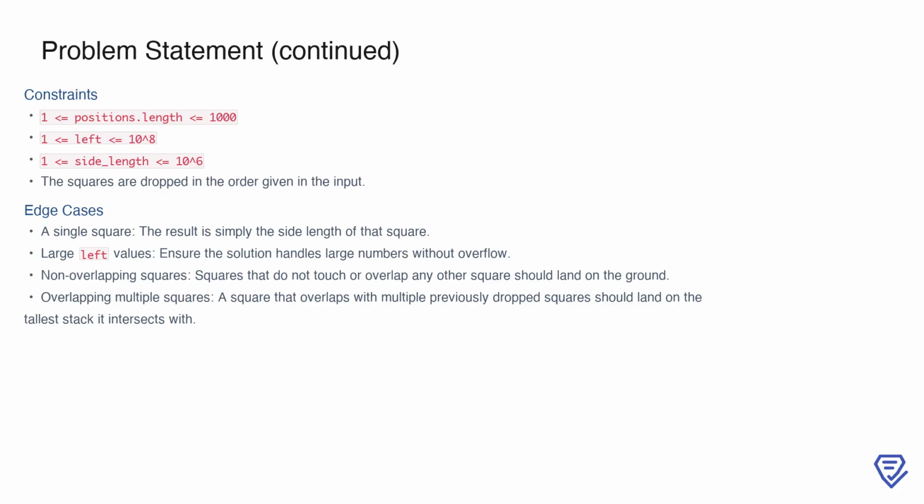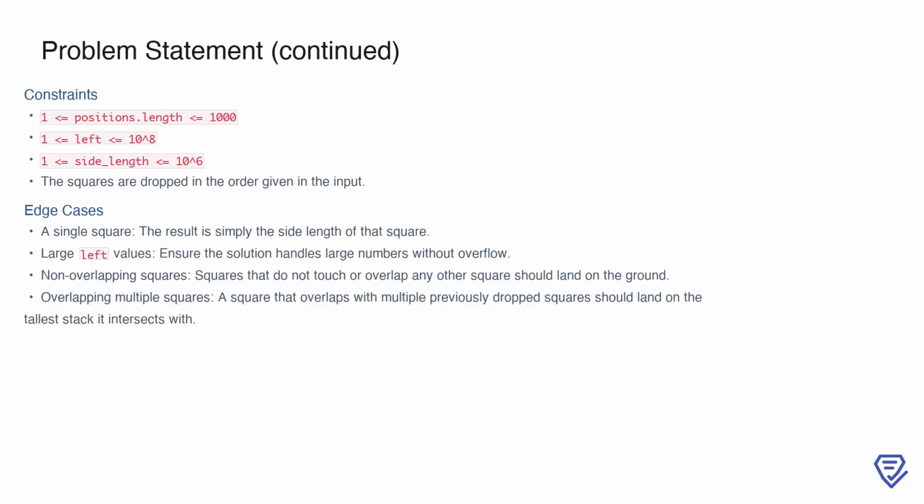Let's now review some constraints and edge cases for this problem. First, the number of squares, positions.length, can range from 1 to 1000. The left value of each square can go up to 10^8, and the side_length can be as large as 10^6. We also need to consider edge cases.